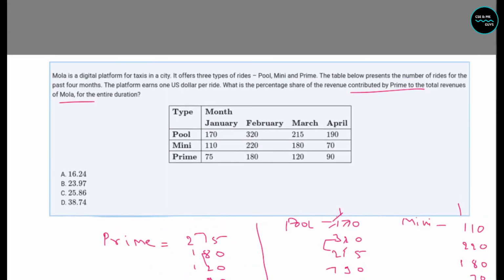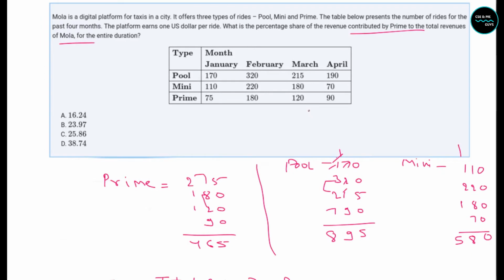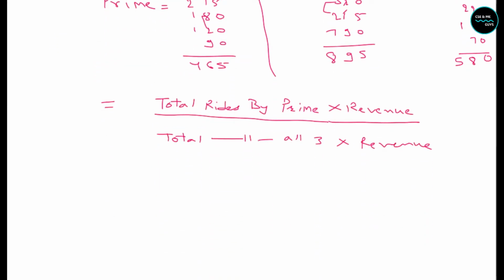So the thing is, the revenue in both cases is the same. It says the platform earns $1 per ride. So we can just put 1 at this place or just cut it out because it's the same. If it would have been different for Prime, then we would have to include it. Otherwise we can cut it.